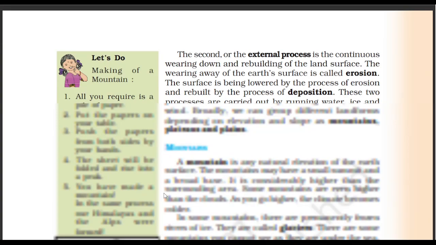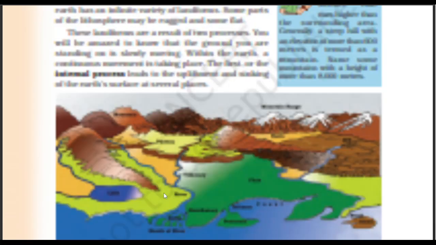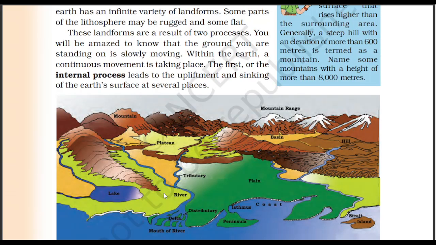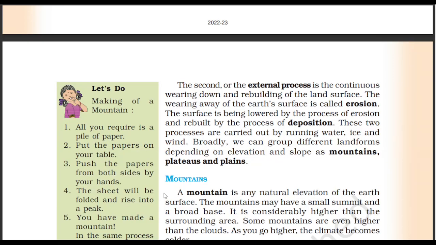The second, or the external process. It means two types of process are available on the earth's surface, internal and external. Internal processes are those which proceed internally, and external processes are those which proceed externally through various types of agents. It is a continuous wearing down and rebuilding of the earth's surface.